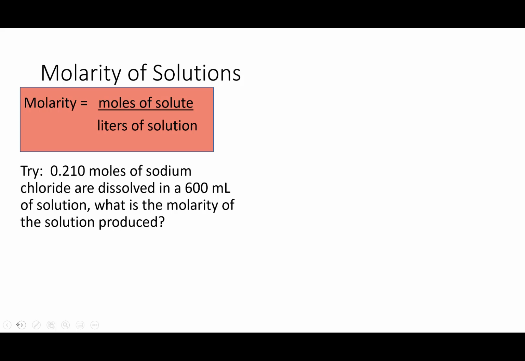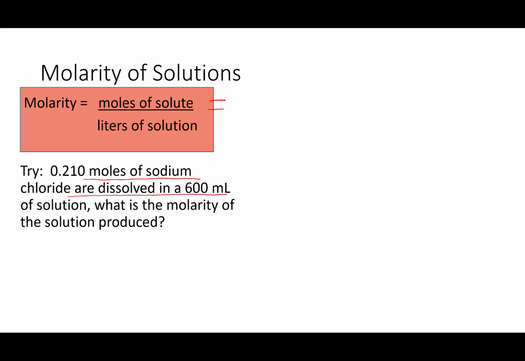Before we leave this idea of molarity, I want you to try a more complicated one. It's not deeply complicated, but you're going to want to grab your calculator. So try this: 0.210 moles of sodium chloride are dissolved in 600 milliliters of solution. What is the molarity of the solution produced? So hit pause, try this, then we'll go through it.